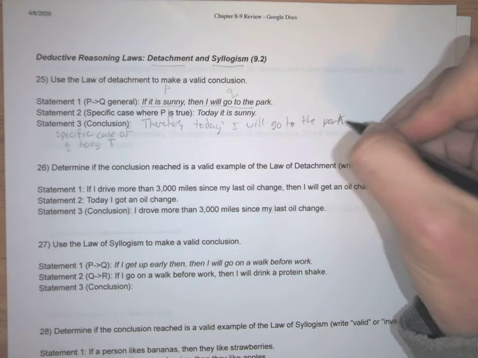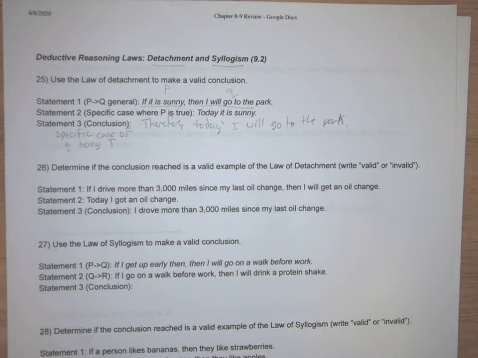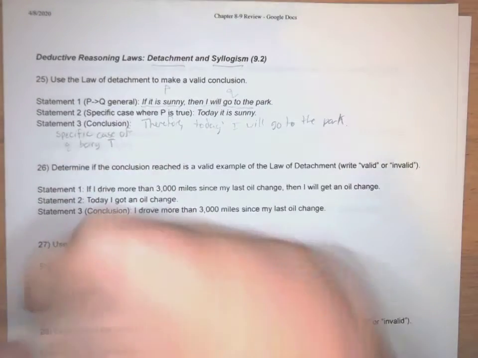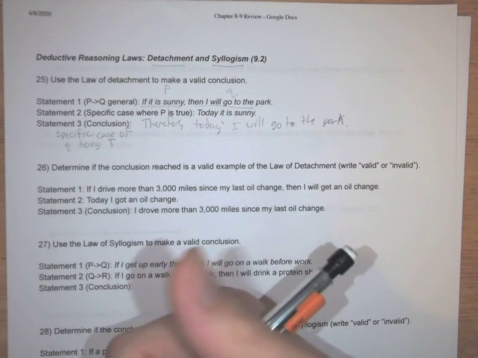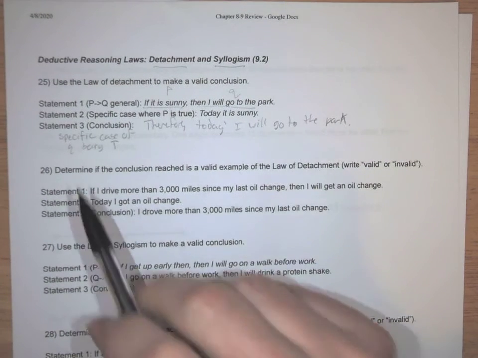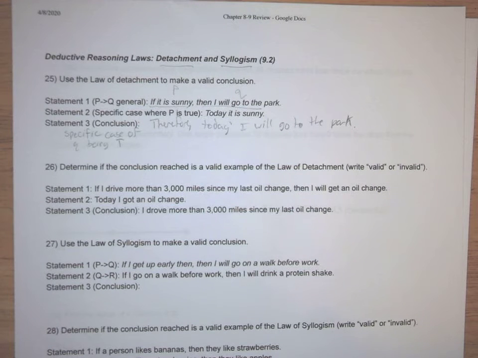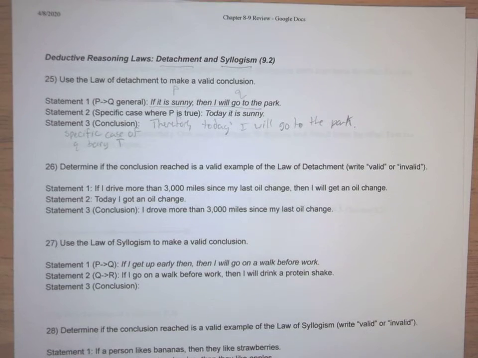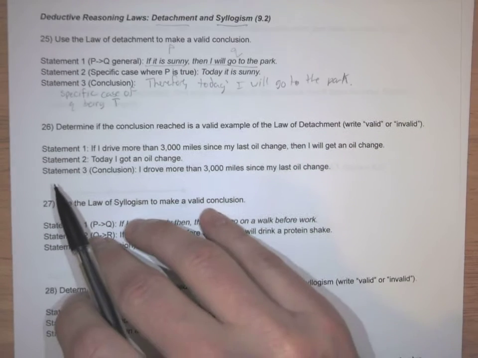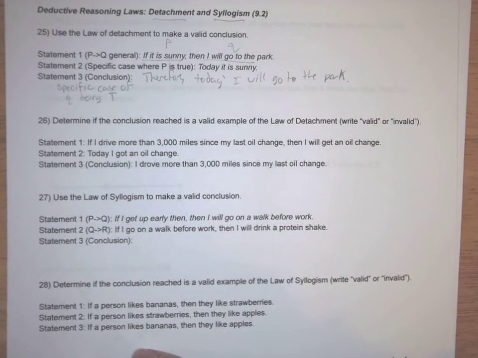Okay. Now, sometimes I'll throw something at you where the order of statement 2 and 3 is reversed. And if that's the case, it's not a detachment. If it goes P implies Q, then Q, then P, that's not a detachment. That's actually showing the converse, right? Q to P would be a converse, which is not always necessarily true. So that's a detachment.